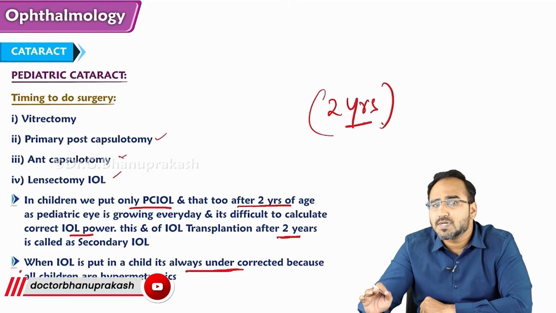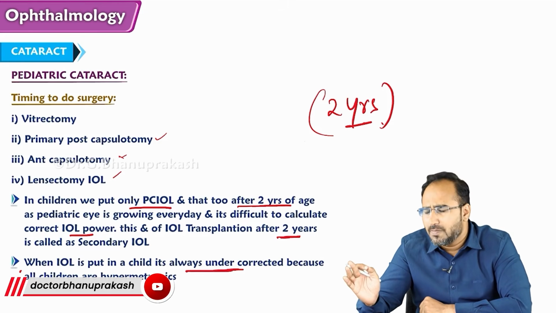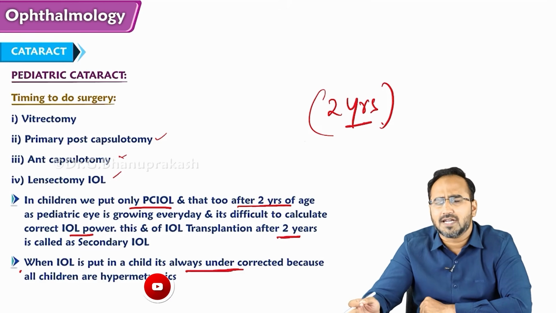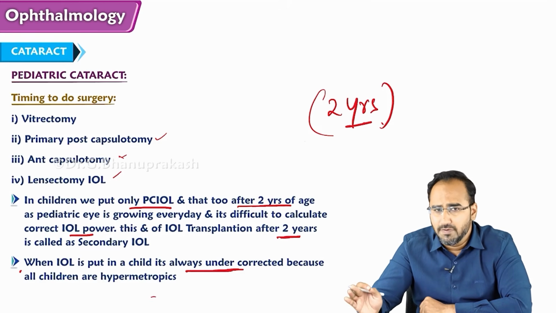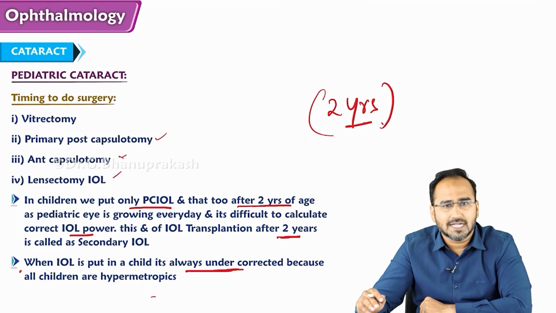So remember guys, this was regarding pediatric cataract. If it is unilateral cataract, operate immediately. If it is a bilateral cataract, you can operate before 2 to 4 months of age. Okay. So that's regarding the cataract, guys.